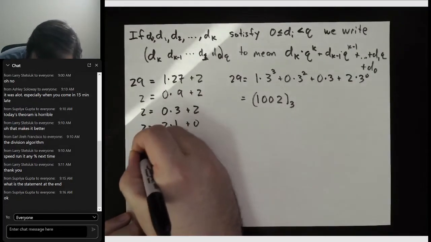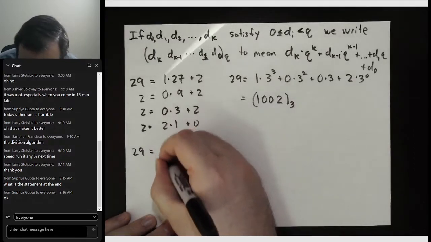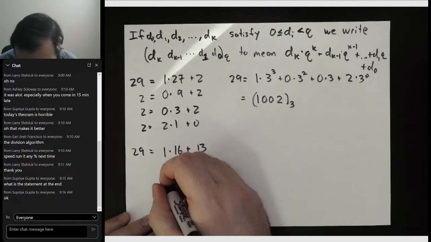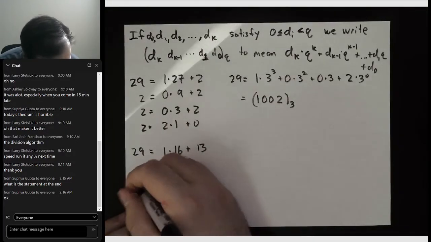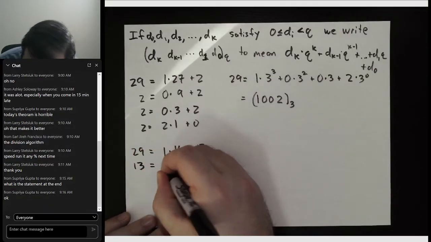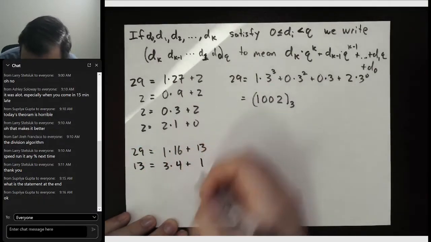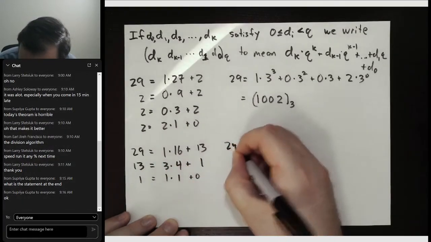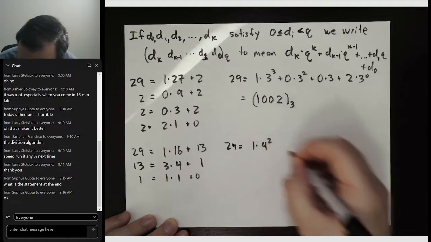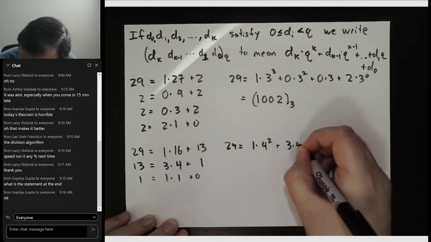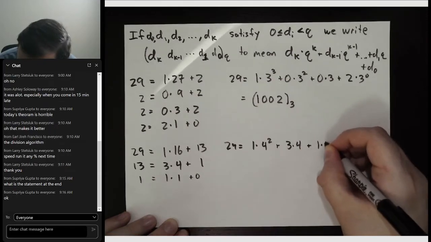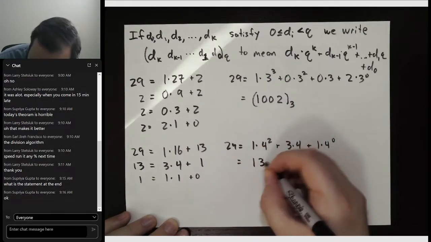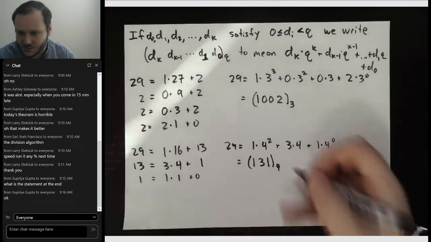I can also write 29 is equal to 1 times 16 plus 13. And then 13 is equal to 3 times 4 plus 1. And 1 is equal to 1 times 1 plus 0. So 29 is equal to 1 times 4 squared plus 3 times 4 plus 1 times 4 to the 0, or 131 base 4.